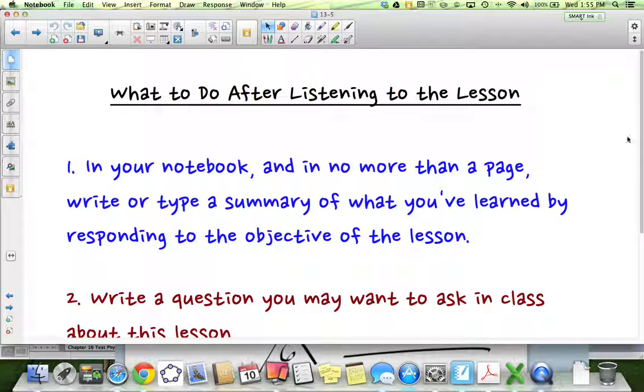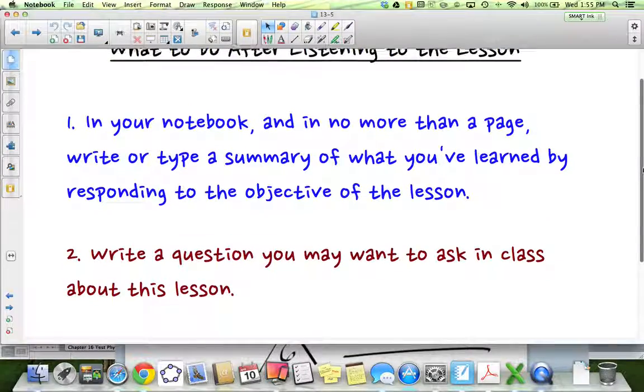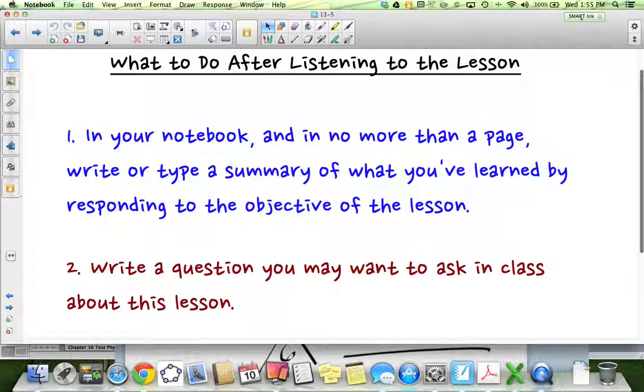Again, the lesson's done, so you need to write a summary responding to the objective of the lesson and write a question you might want to ask in class about this lesson. Thank you.